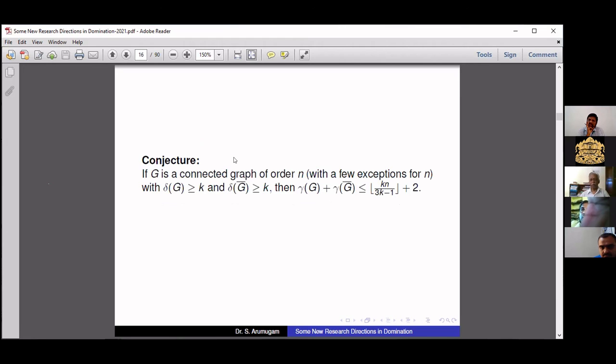gamma of G plus gamma of G bar is less than or equal to floor of kn by 3k minus 1 plus 2, with a few exceptions. Because for every k, there are some exceptions. Okay? For all the theorems, there are some exceptions. That's why I put with a few exceptions, this conjecture is likely to be true. So it's a very good problem which we can try. Okay? So I think this is the right time to stop for discussions. I have put enough number of problems to work.